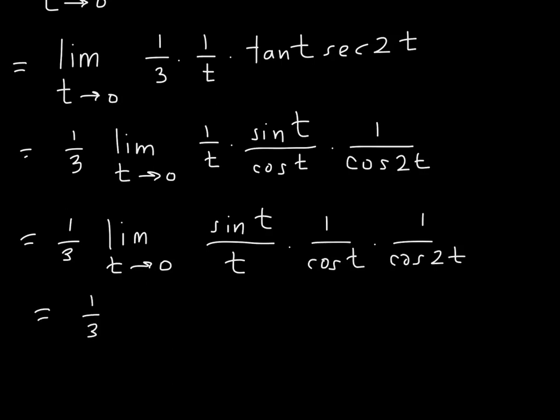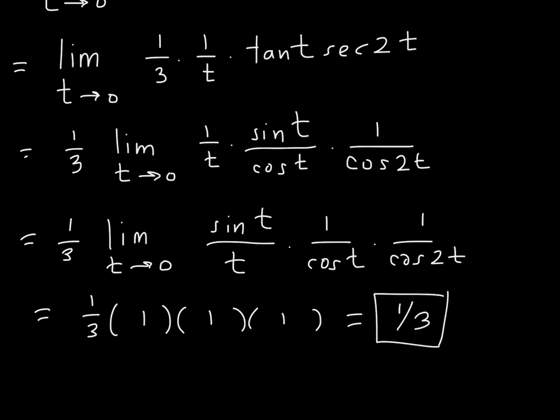This is 1/3 times. Now, this expression, sine of t over t as t goes to 0, we already proved that that's equal to 1. And the limit of cosine of t as t goes to 0 is 1. So this is 1 over 1, which is equal to 1. Likewise, as t goes to 0, cosine of 2t is approaching cosine of 0, which is 1. So this is 1 over 1 as well. So then our final answer is 1/3. This is the limit. Very good, folks.